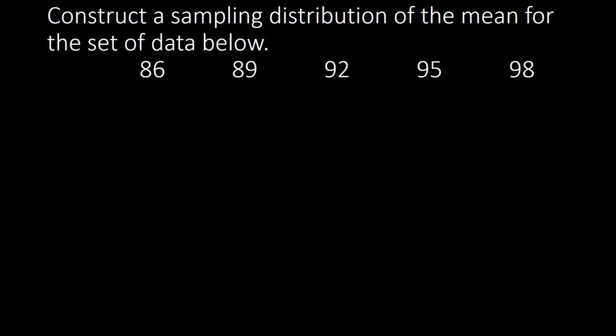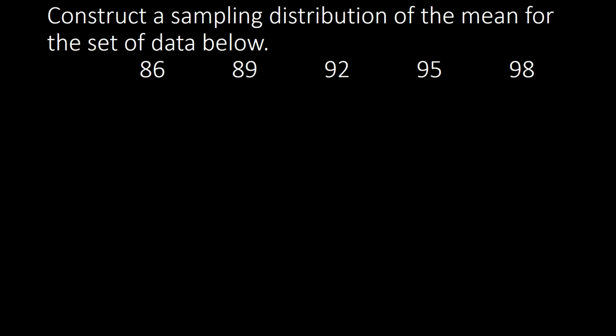So we have here: construct a sampling distribution of the mean for the set of data below. And this is the same example as what I had in my previous video where I constructed a sampling distribution. So I'm not going to go through the step-by-step process here. I'm just going to flash the result of what we had under constructing the sampling distribution.